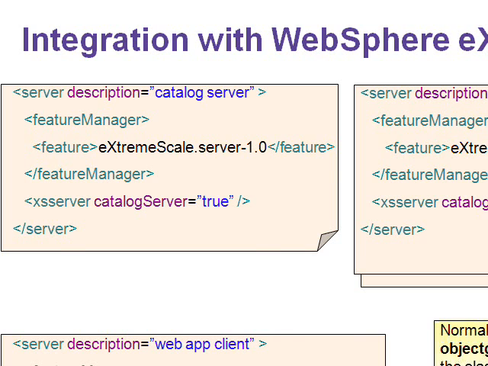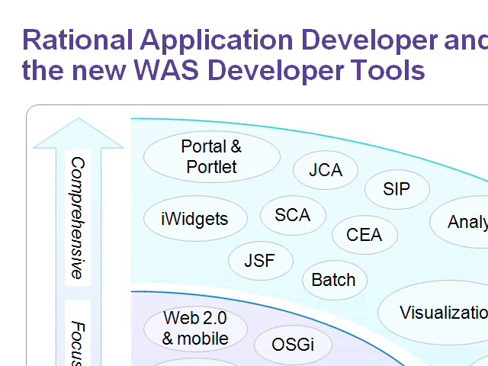Moving on to slide 33, it shows you how the tooling helps in configuring and running and working on these offerings. So basically, RAD has a very comprehensive set of feature packs that it supports. It supports right from SIP, CEA, batch, JSF, SCA, and all kinds of feature packs. There are Web 2.0 and mobile feature packs as well.